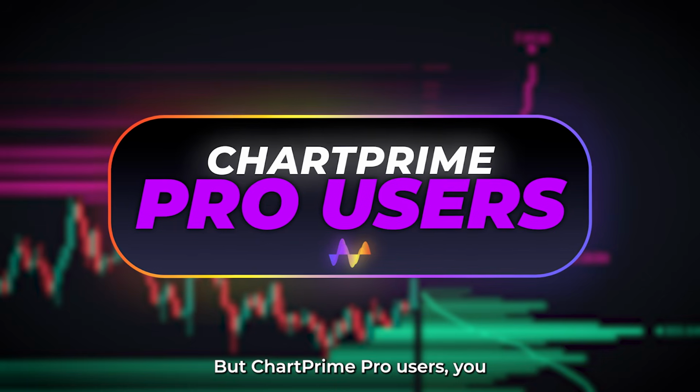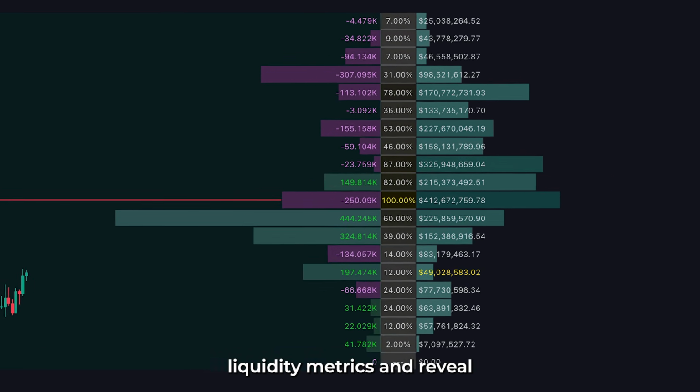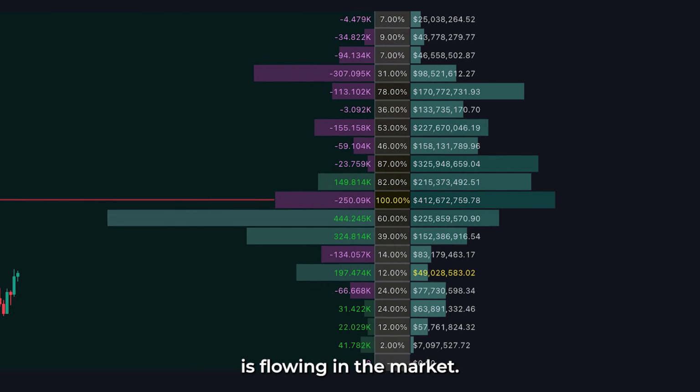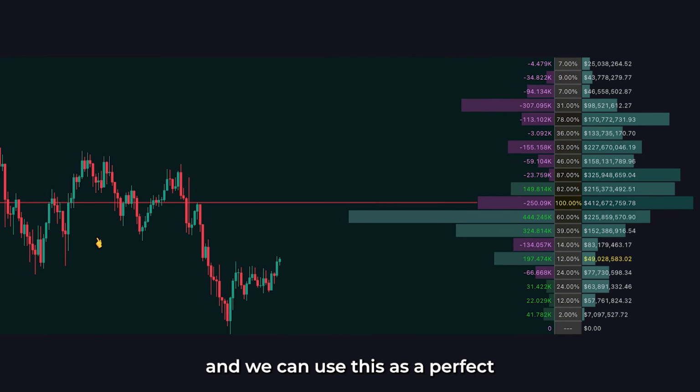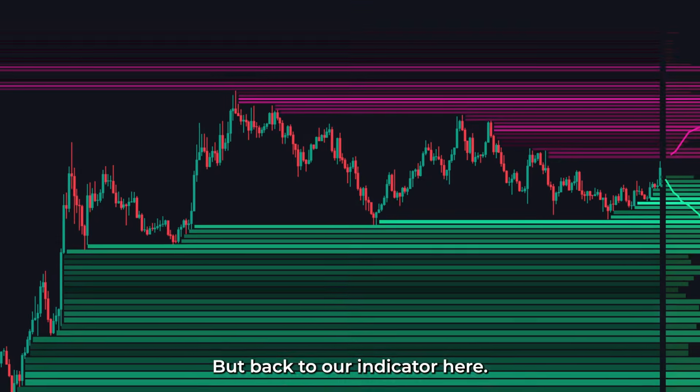For Chart Prime Pro users, you of course have our volume profile, showing you key liquidity metrics and revealing where the real money is flowing in the market. Notice here how we can cleanly see our POC, and we can use this as a perfect SR level. But back to our indicator here.